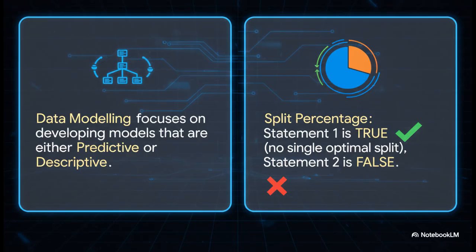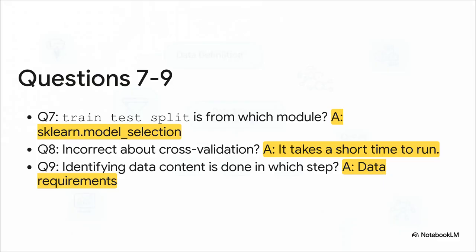For question 5, data modeling really boils down to two main types of models, predictive or descriptive. Now for question 6 about train test splits. Statement 1 is absolutely true. There's no magic split percentage that works for every single project. And that makes statement 2 false. You know, an 80-20 split is super common, but we can't say for sure it's the most common one used everywhere. Okay, 3 more quick ones.